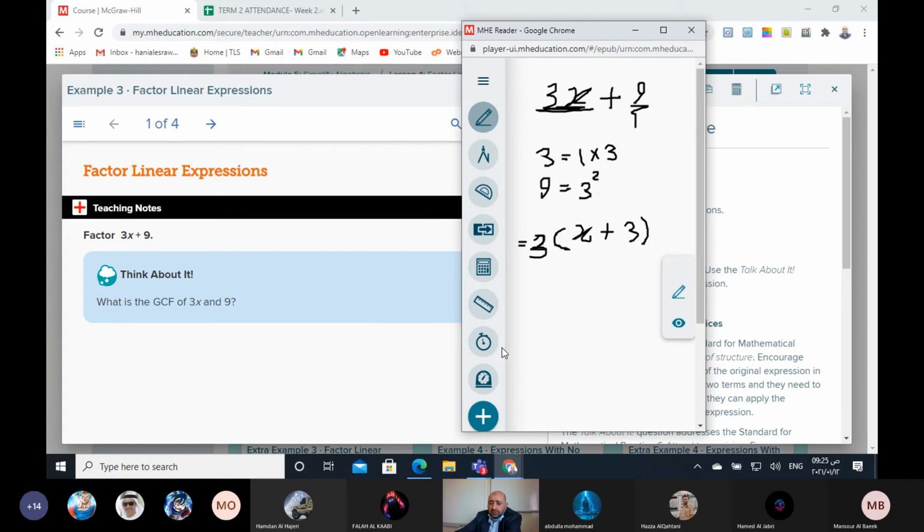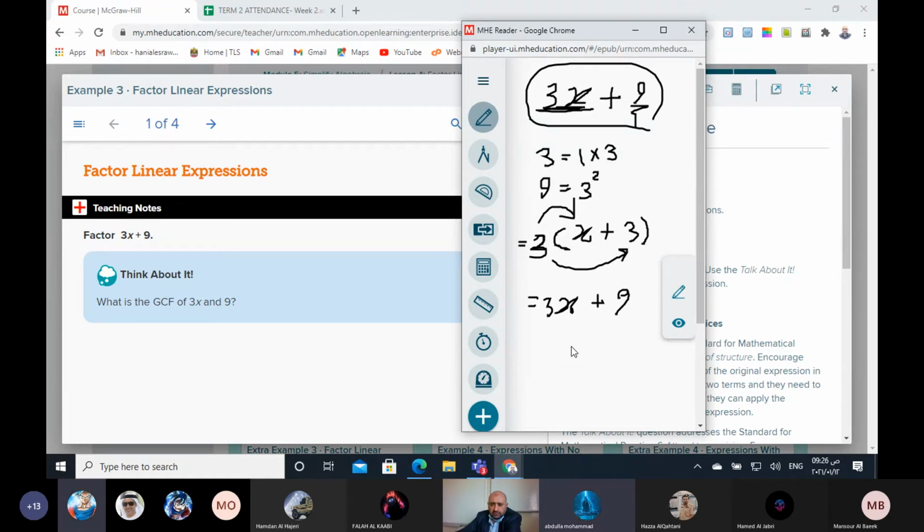How do we know if our work is true or not? Use the distributive property. 3 times x will be 3x, and 3 times 3 will be 9. If you get the same linear, it means your work is true. Who has any question here? No one. Yes? What is this sign you're putting under 9? No sign. This is just a term, okay?